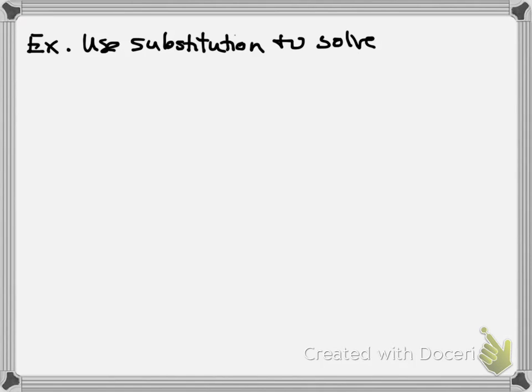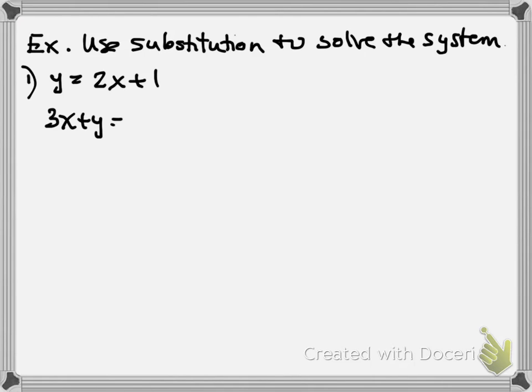The directions are going to ask you to solve. In today's strategy, we're not going to graph. I want you to use substitution to solve the system. So let's say we have y equals 2x plus 1, and we have 3x plus y equals negative 9.